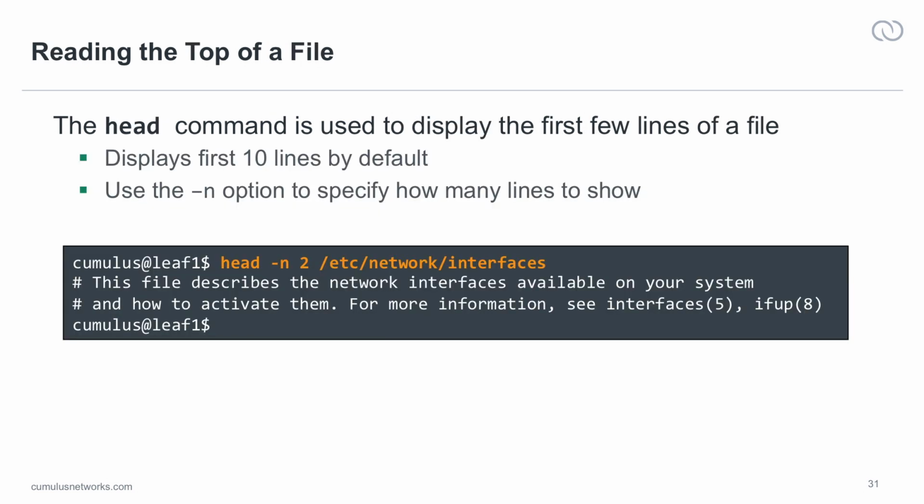If you just want to see the first few lines of a file, use the head command. By default, the head command shows the first 10 lines of a file. If you want to specify a different number, use the -n option. As shown in this example, we can say head -n 2 on the /etc/network/interfaces file to just see the first 2 lines of that file.